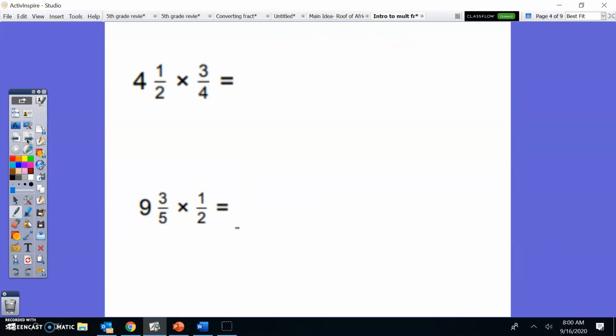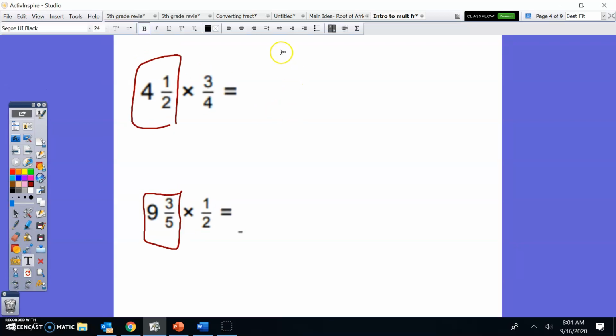Now, this question's a little bit different because I see a mixed number here. I see 4 1/2 times 3/4. Same thing down here with 9 3/5. The rule for multiplying fractions when you see a mixed number is always change your mixed number into an improper fraction. So I'm just going to write this up here.